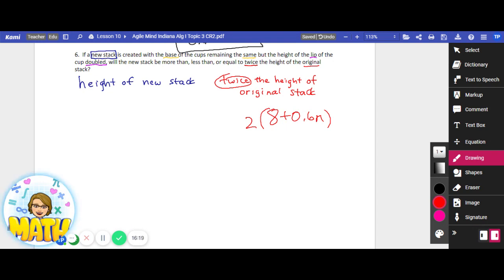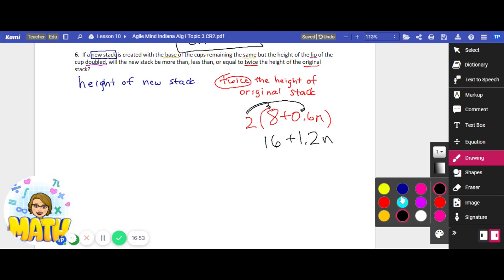So let's see what happens when I work that out. This is a distributive property problem, so I'm going to use our cherry bombing method to find the value of this. I know 2 times 8 is 16, and 2 times 6/10 n is 1 2/10 n. And I can't simplify that any further because they are not like terms. The 16 is a constant, and the other one has a variable of n with it. So that's as simplified as I can make that.